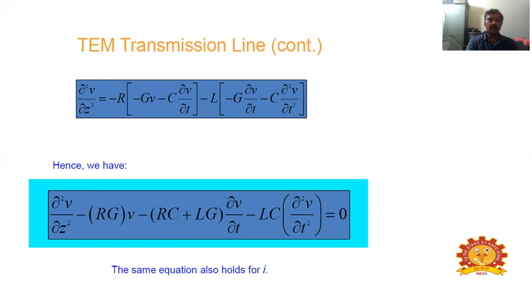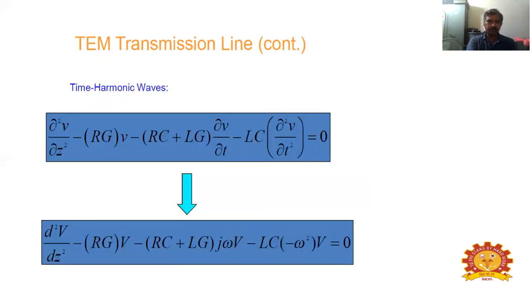The same sort of equation holds good for I also. As you have written the equation for V, the same sort of equation may hold good for current also. As it looks like a second order differential equation, we can go on to find out the solution for this one. So this is the equation for a transmission line.